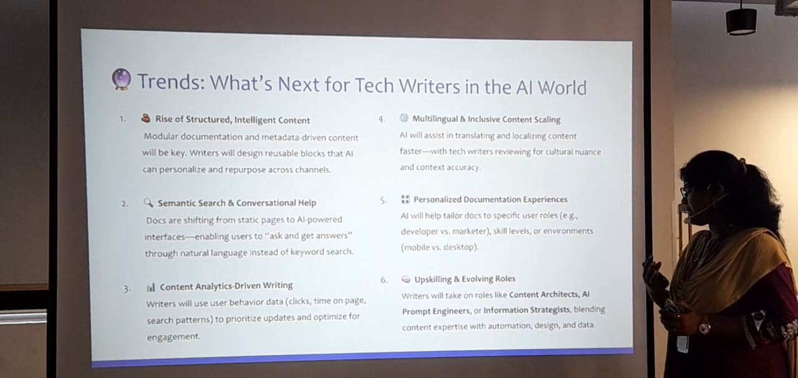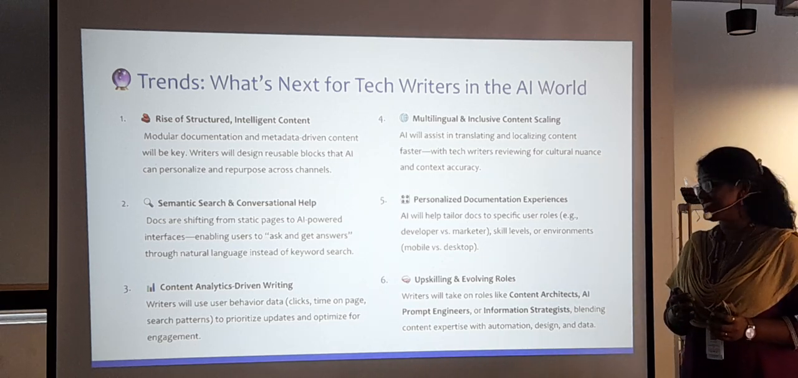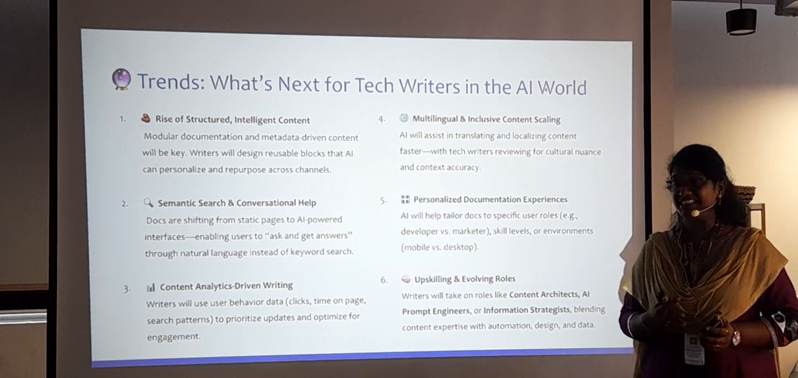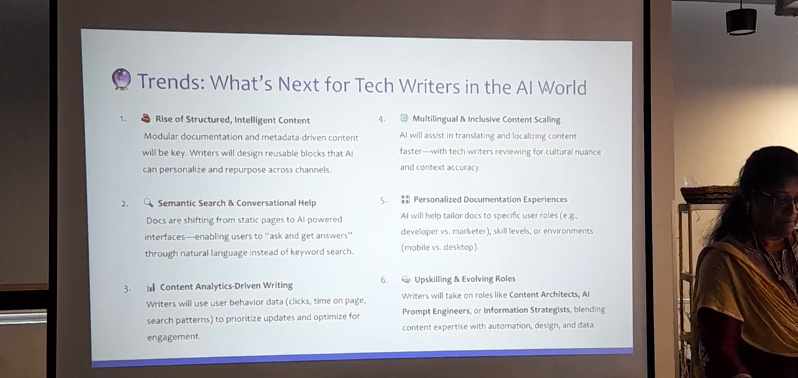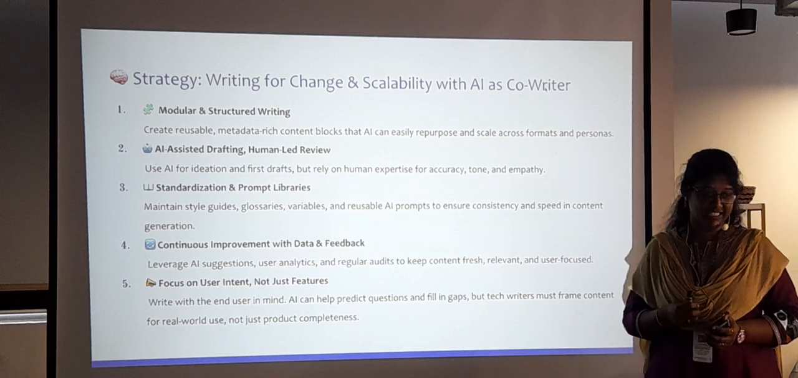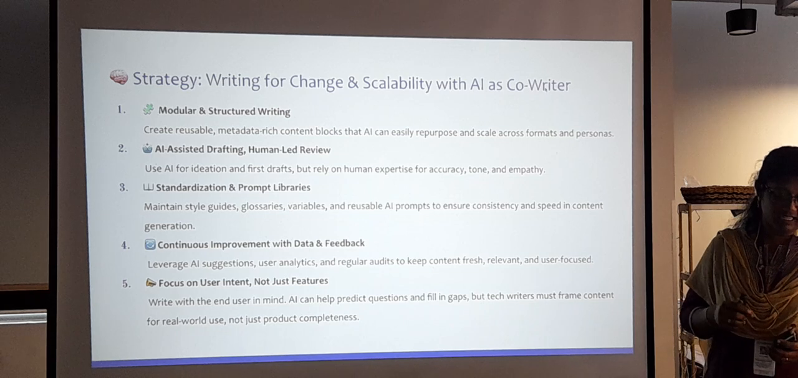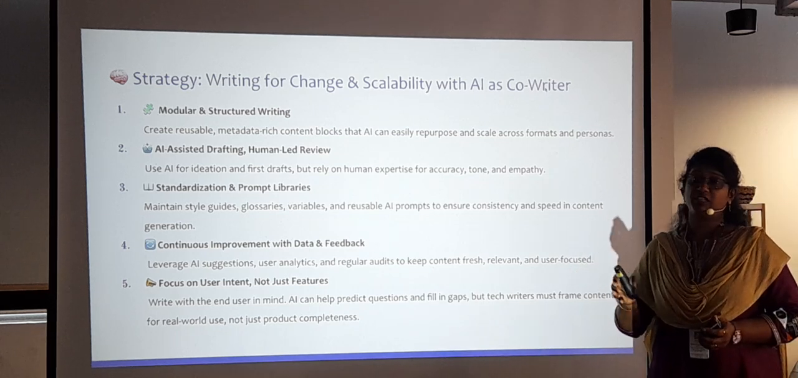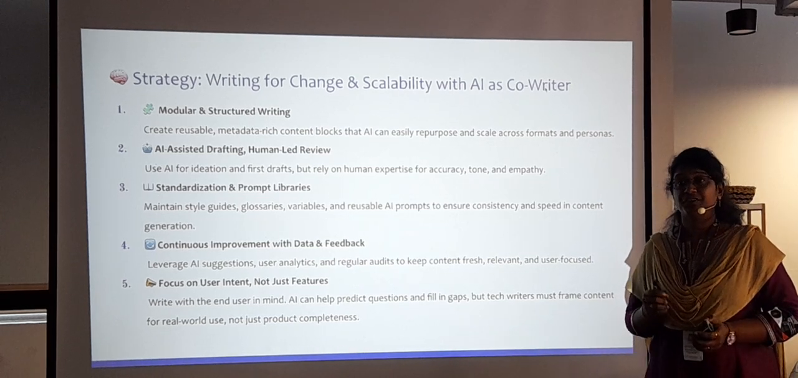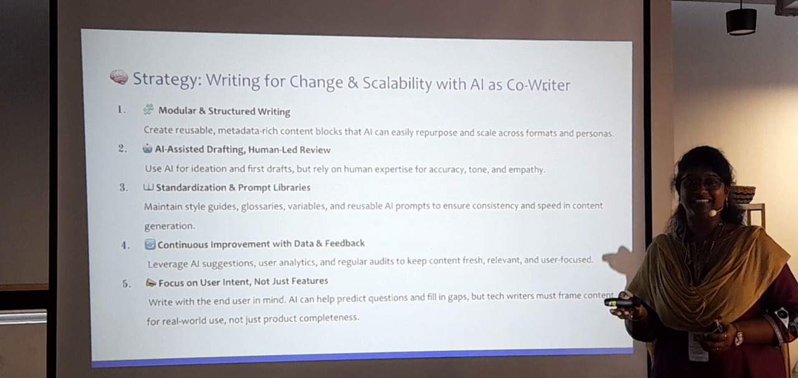And the need to upskill ourselves as writers, where writers cannot be just writers anymore. We need to be content architects, AI prompt engineers, and information strategists, and everything together in one package. So with that in mind, our strategy is this: we build in modular and structured writing. We use AI wherever possible, but we make sure it is human-led review. After all, the empathy, humor, or the nuances of it cannot be automated yet.